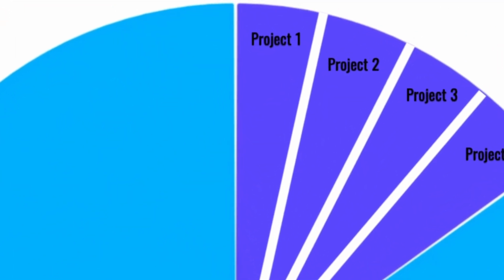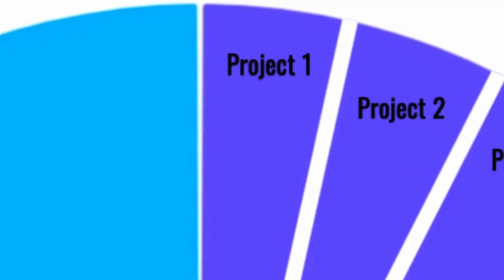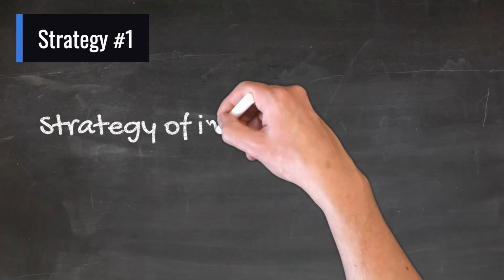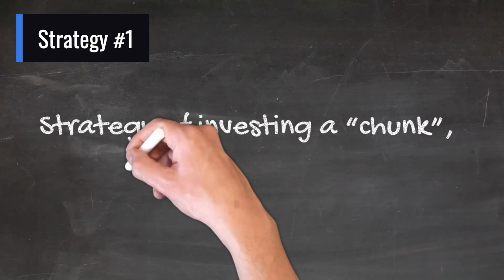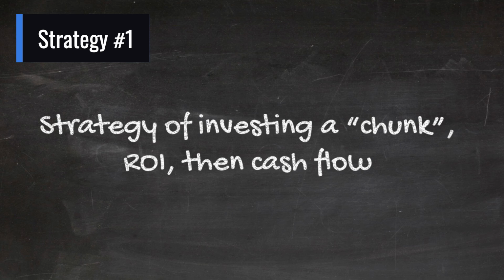Then within each individual project, how are you going to manage that? You can look at each individual project and take a strategy of investing a chunk and then getting a return on investment. And that's actually my preference. When I go into a new project, I'll usually pick an amount. It might be 2 or 5 or 10,000 and just say, I'm going to put that in and then not touch it and just pull out those gains until I've received that original investment back. And so that's one strategy to use.